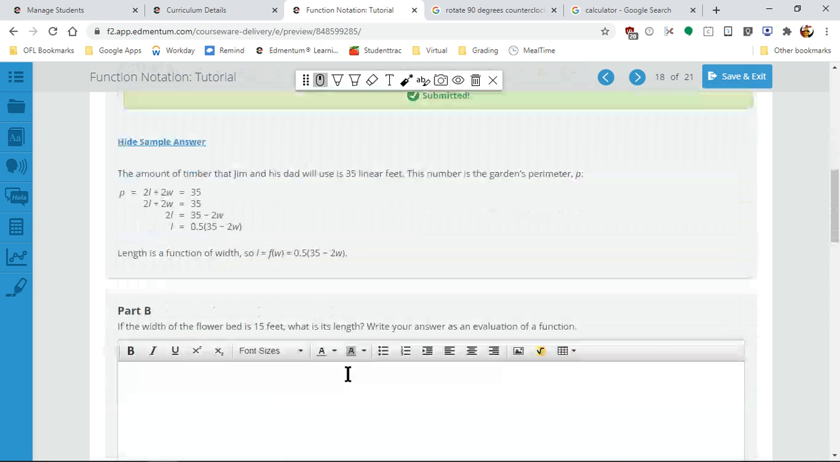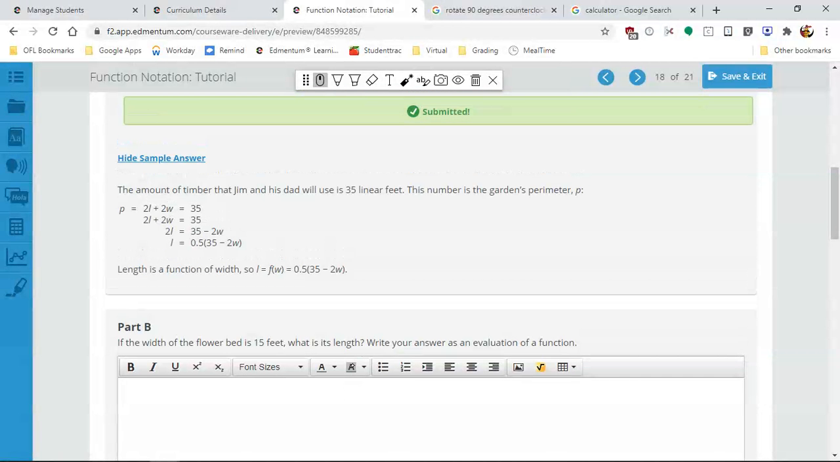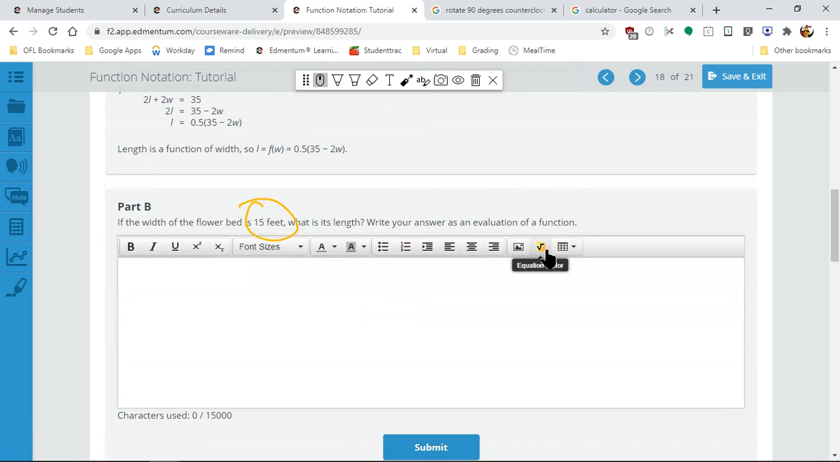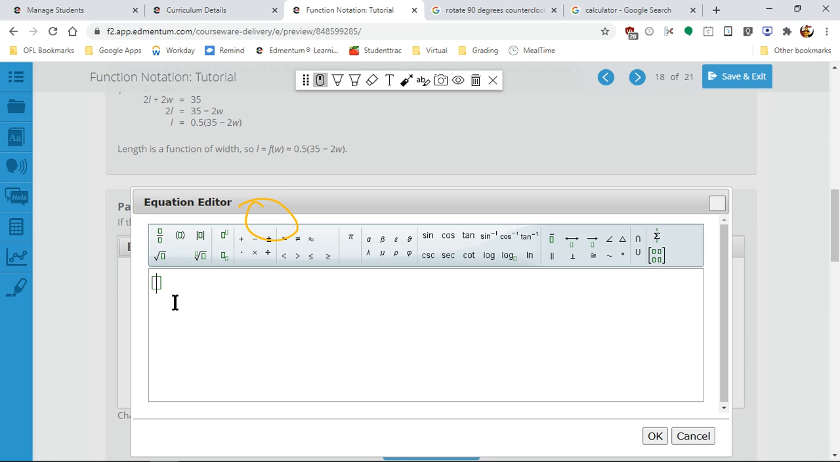So now they're telling me to make this function assuming that the width is 15. So now I'm going to go into my function notation. I'm going to go L of 15 equals 35, oops, let me make this a fraction first. 35 minus 2 times 15, divided by 2. Cool. I go to the next step.